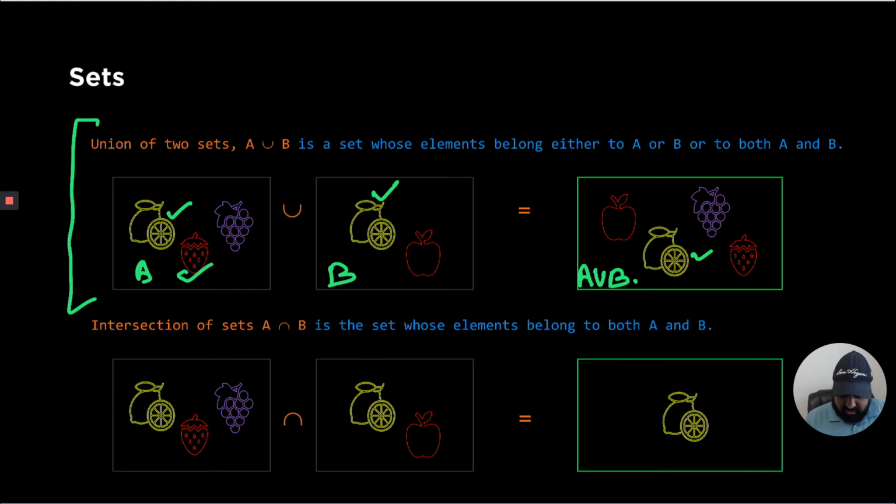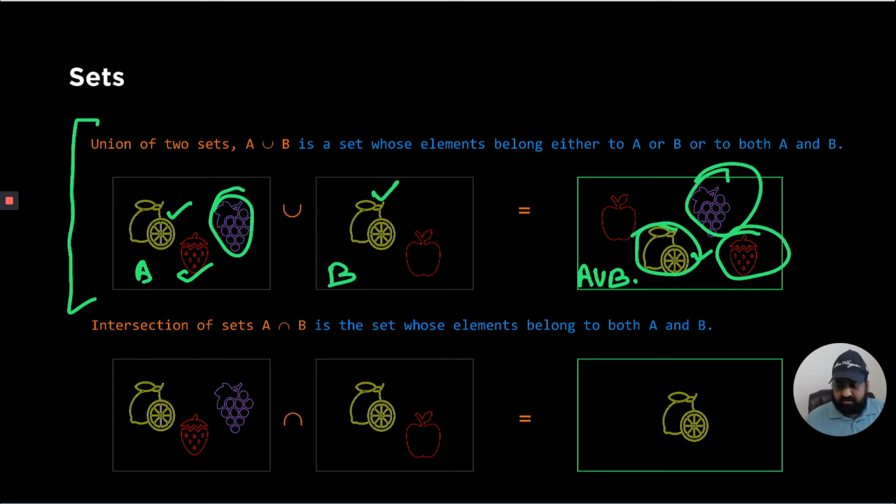When we talk about strawberry, there's only one strawberry, it's not in B, but it's still going to be there. Next, we have grapes. So we add grapes in the final set. And then we have an apple in set B that's not in A, so it's in the final set.